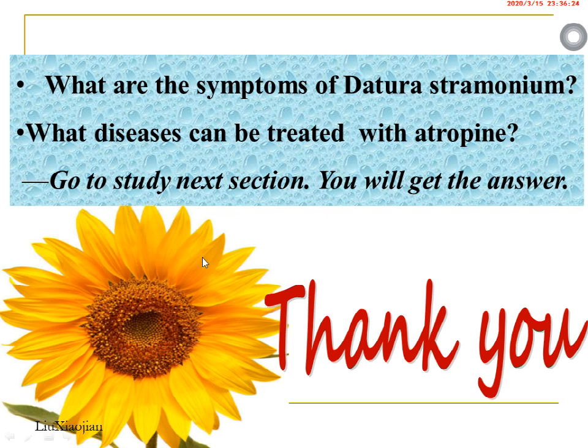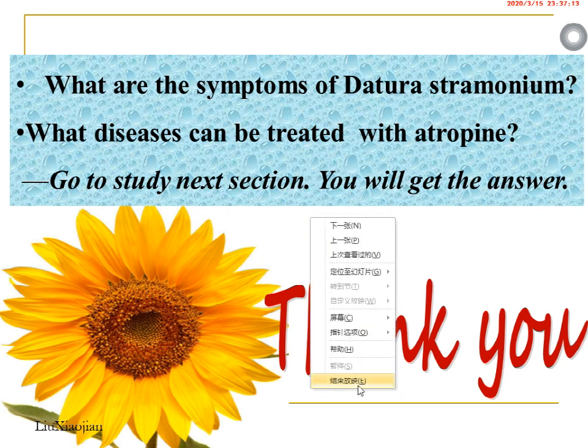So here, maybe now you can guess what the symptoms of atropine poisoning are in that old man who was poisoned by false ochre. Can you guess what the symptoms are? And what diseases can be treated with atropine? Atropine has so many pharmacological effects, and it also has many curative effects. Some are useful in the treatment of disease. So what diseases can be treated by atropine? Go on to study the next section. You will get the answer.